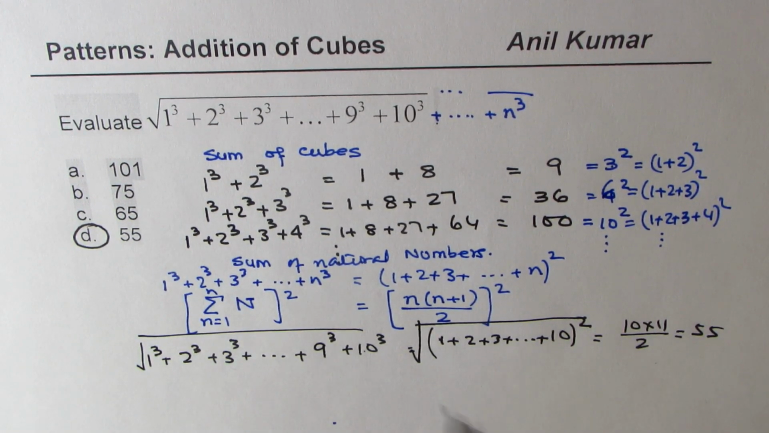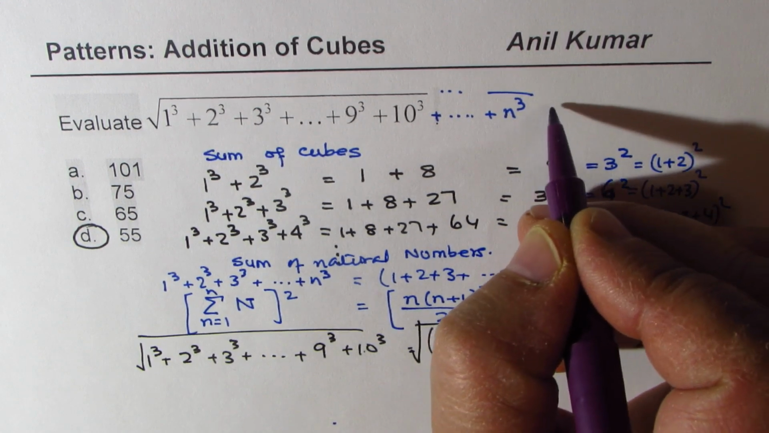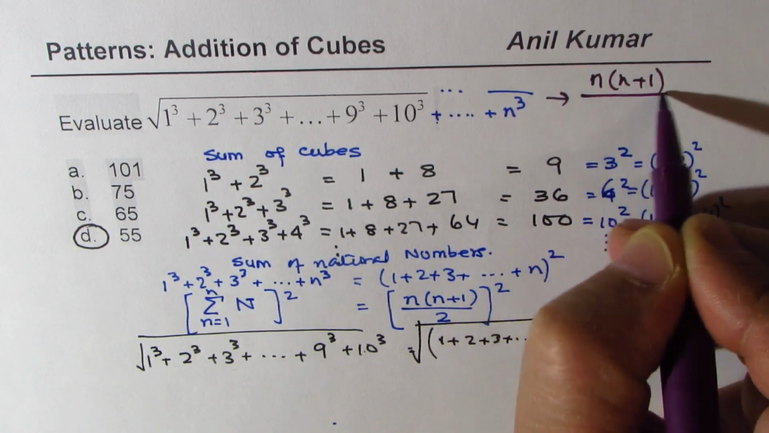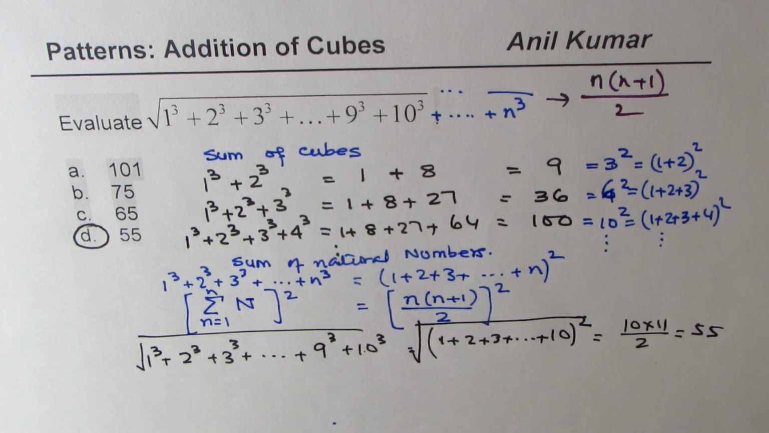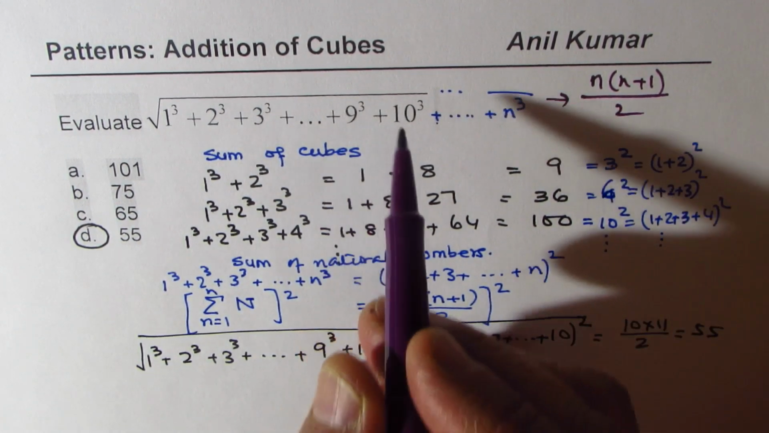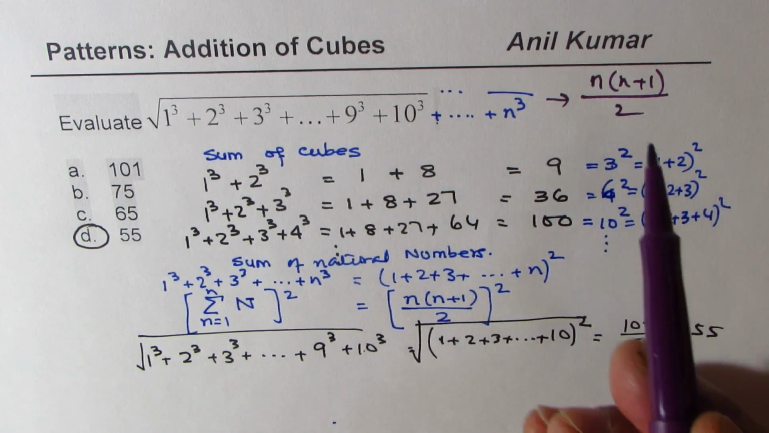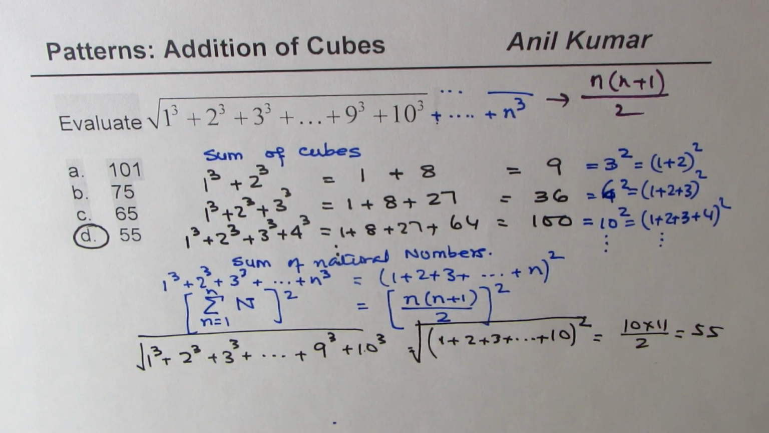So if you have a general series as we took here till n, in that case the answer will be, if I extend it till n, n times n plus 1 over 2, correct? And with a square root, of course, right? So that square root and square cancel, and we get that sum of natural numbers as the solution of this particular question.